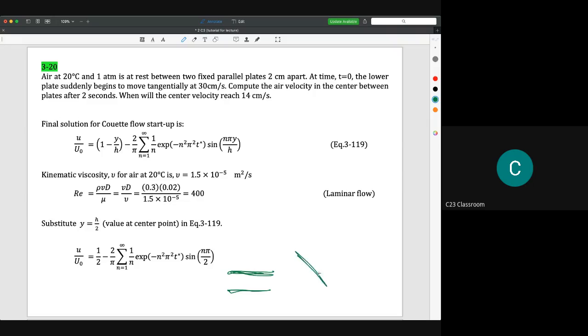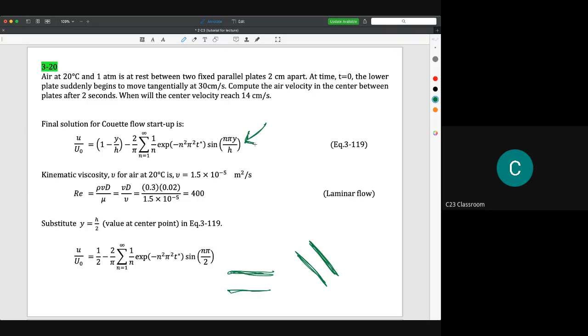So it's inclined like this, I think. So compute the air velocity in the center between plates after 2 seconds. When will the center velocity reach 14 centimeters per second? So we are just using the Couette flow startup, okay, as shown in this one.